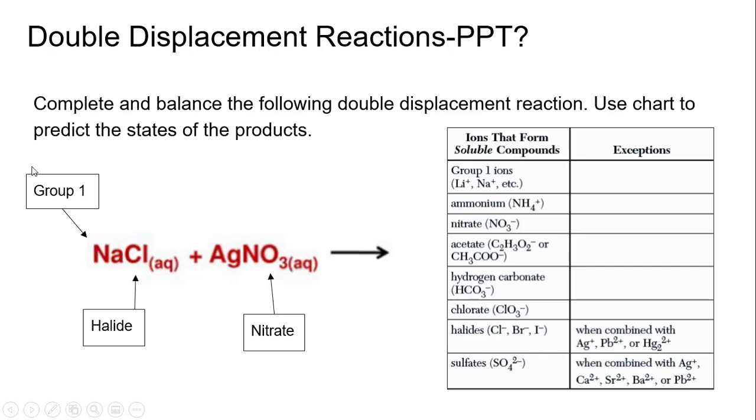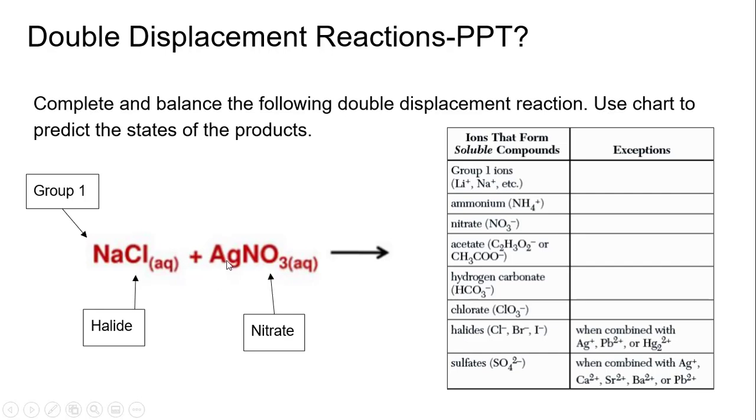Complete and balance the following displacement reaction. Use the chart. So if you don't know how to read this, I kind of broke it down a little bit easier. So group 1, this is sodium chloride. Group 1, there are no exceptions. So this is going to be aq. It doesn't even matter what the second half is because there are no exceptions. But let's say you didn't want to look up sodium. You have a halide. So we can look at the halides. It is not silver, not lead, not mercury. So this is going to be aqueous.